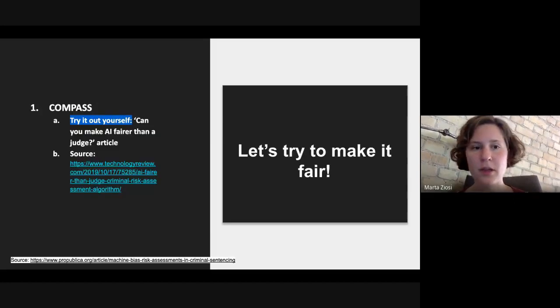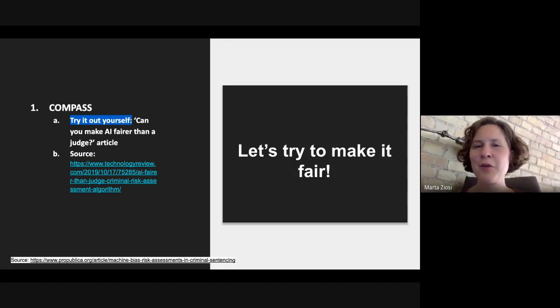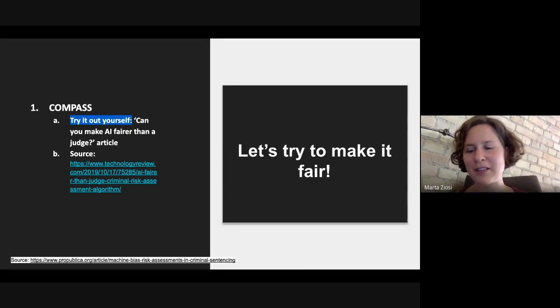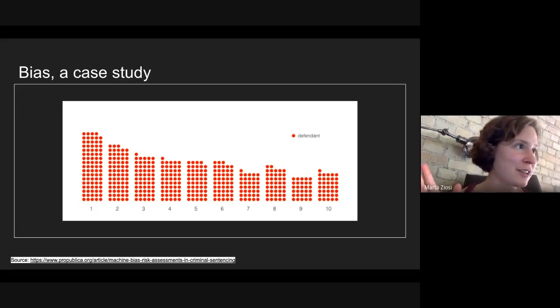Okay, now we try it ourselves. We have 30 minutes for that, which is good. We are deeming COMPASS not to be fair, right? We're saying you're not okay. Can we do it better than COMPASS? Let's try to make it fair. This is what the MIT Technology Review tried to do, and I just broke it into passages for you to try, so let us try together. So, first step, are you all ready? I need your brains. Let's have a click at the chat.